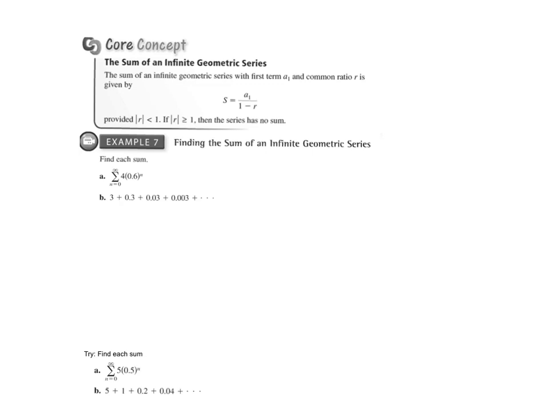What you'll notice is that you can find the sum of things that approach a number, but not if they're too big. So what I want to do is just give you an example. If I have 2, 4, 8, and so on, and I added those all together infinitely, your ratio would be 2. You would notice that you just keep adding larger and larger and larger numbers. So this would be infinity.